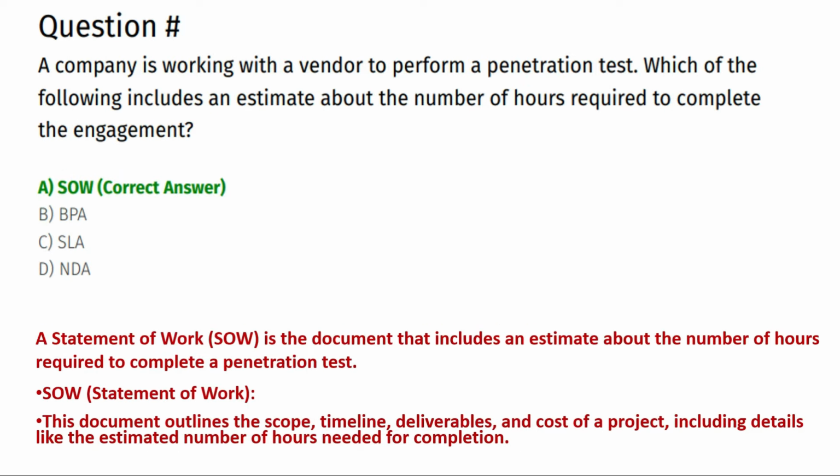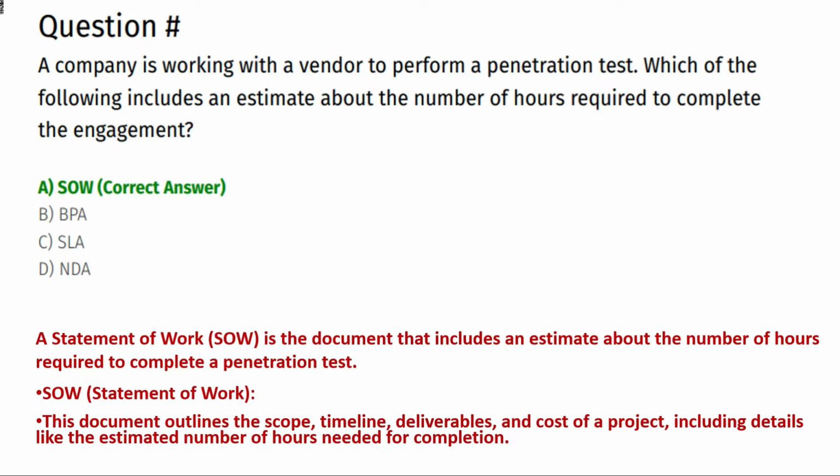The next question is, a company is working with a vendor to perform a penetration test. So which of the following includes an estimate about the number of hours required to complete the engagement? Option A, SOW. Option B, BPA. Option C, SLA. Option D, NDA. And the correct answer for this question is option A, a statement of work. So let's check the explanation.